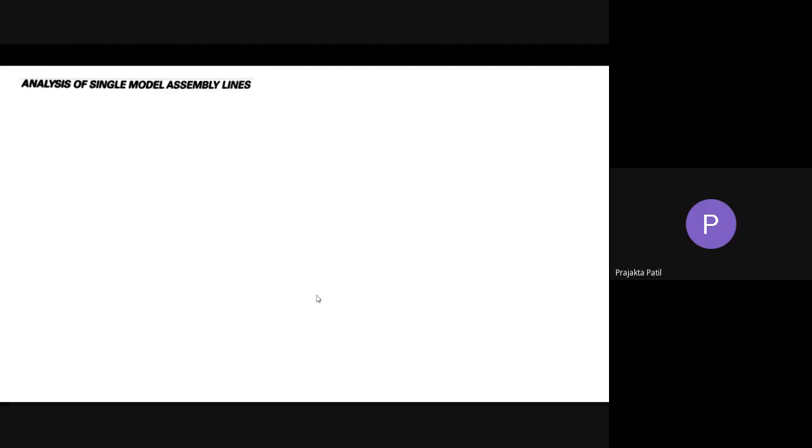Basically, whatever relationships or equations that we are going to see here are applicable to a single model assembly line. With some little modifications, the same relationships can be applied to batch model lines. We consider mixed model assembly line in some other section. It's not in this particular section that we are discussing now.